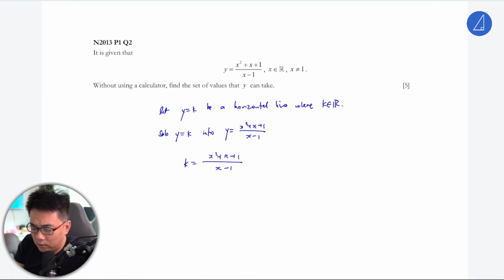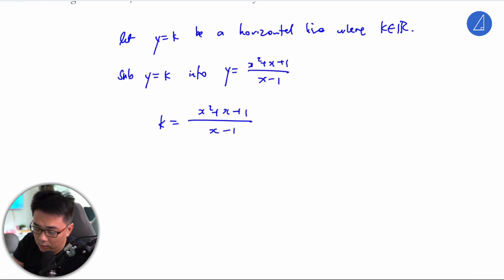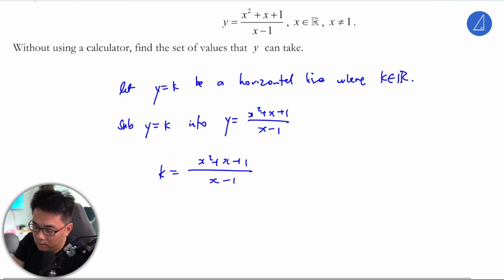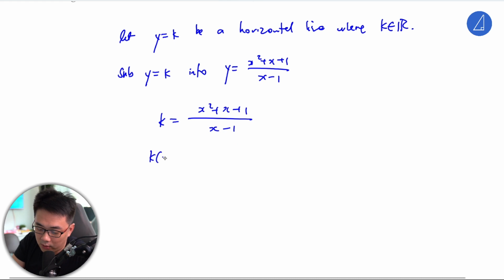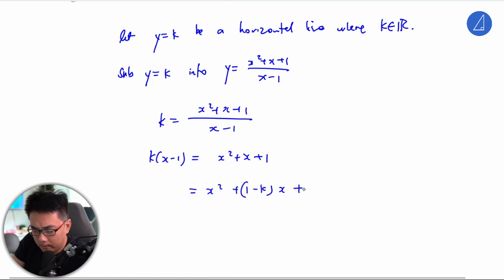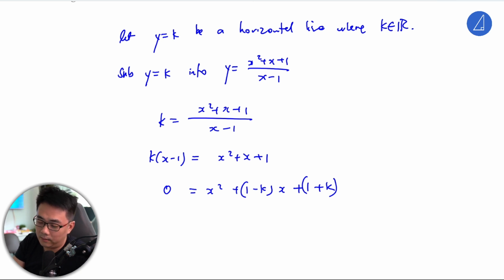In this case, I think you can just use dy/dx. You can set dy/dx equals 0, and you find that it works as well. But in this case, I'm not going to do that. I'm going to use the discriminant. So x squared plus x plus 1 will be x squared plus 1 minus k, so just this form could be reduced to this.